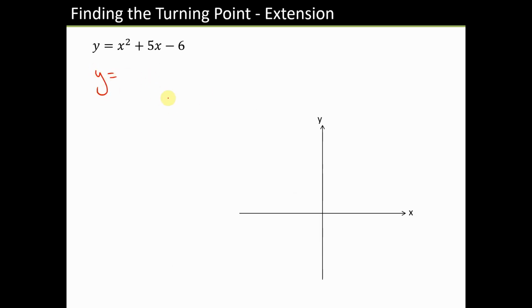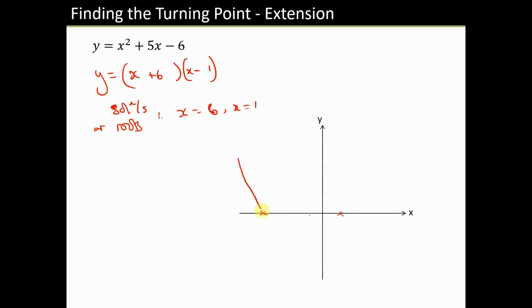We want to plot our graph first, or at least find the solutions. So, to find the solutions we need to factorize. I've taken one from before. This is going to be x plus 6, x minus 1. So my solutions, or my roots, are going to be x equals minus 6 and x equals 1. So when I draw this graph, I'm not going to bother about the y-intercept because I don't need it for this. It's going to look something like this.